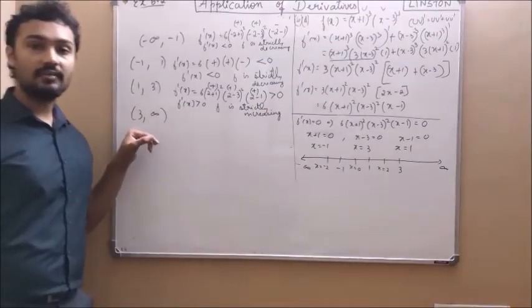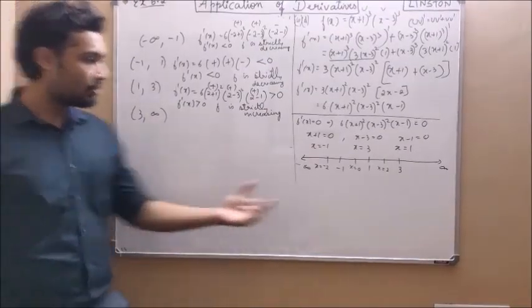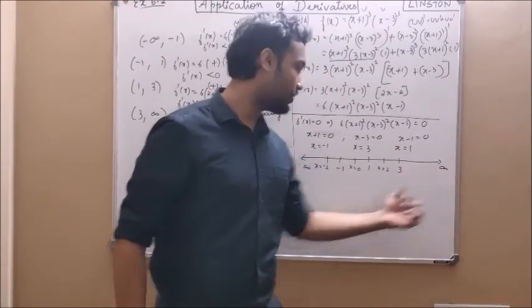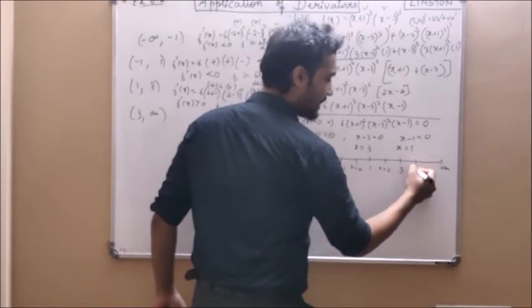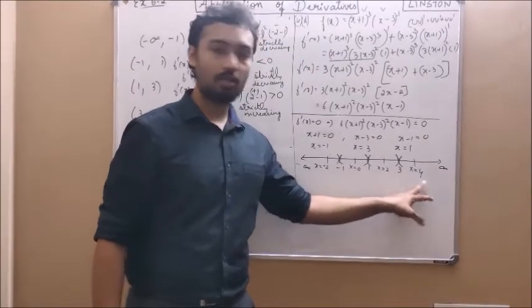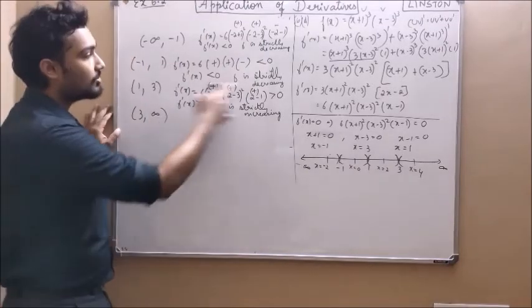Next we consider the interval 3 to infinity. In this interval I have to take any one point. Which point will I take? I can take x equal to 4. So in this interval, take x equal to 4 and substitute in f dash of x.